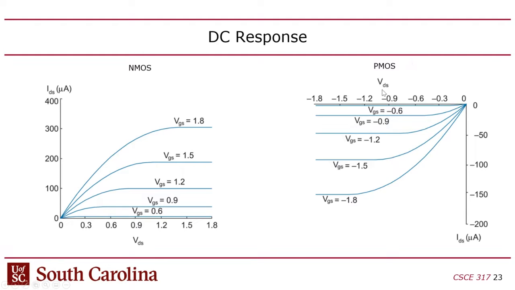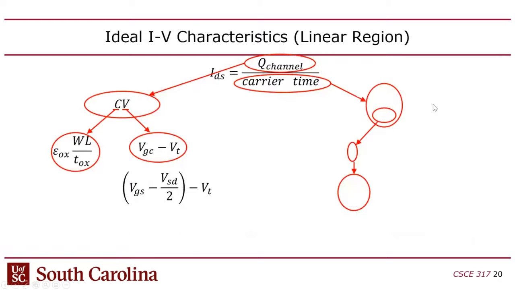And then PMOS is similar, except in this case, the gate source voltage is negative because the threshold is negative, and also the VDS is negative. And the current is negative too. Why is that? Well, that's because of the convention.